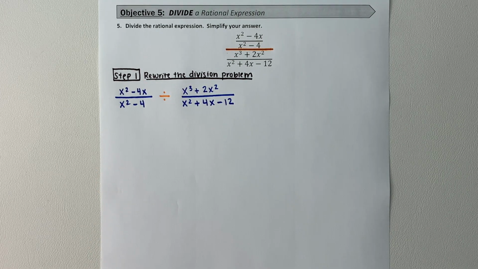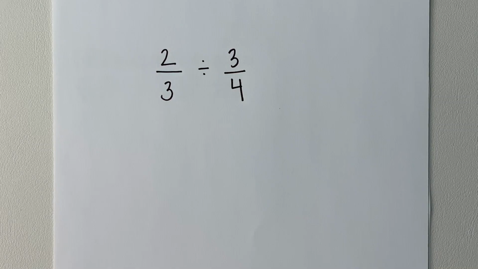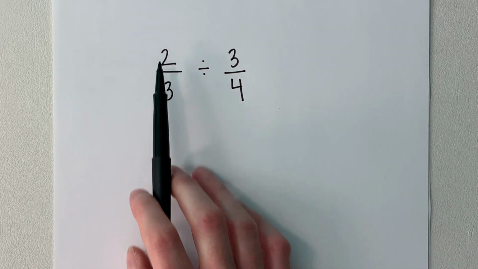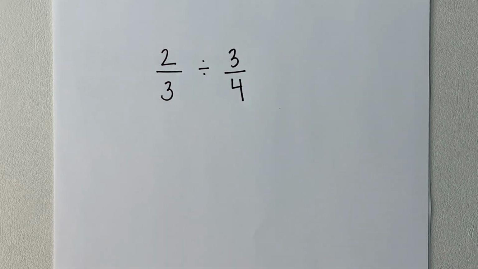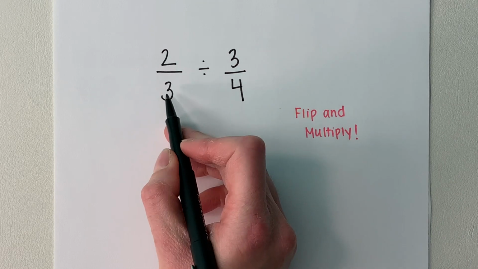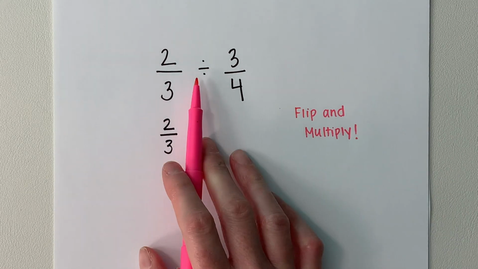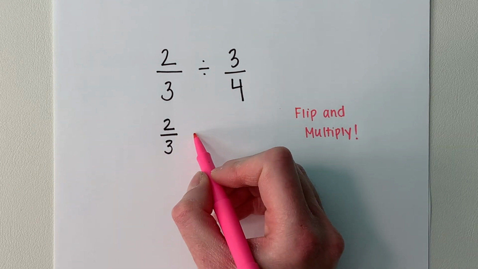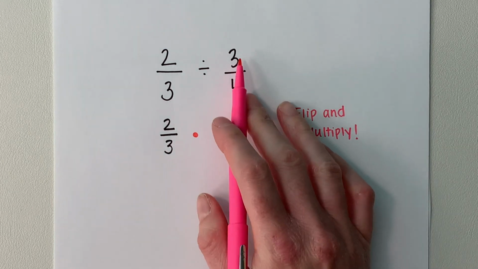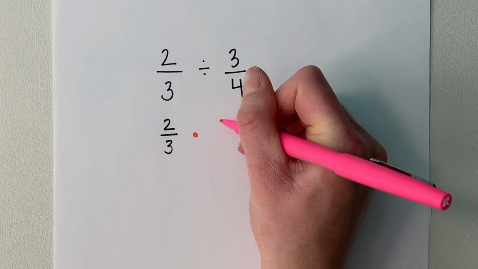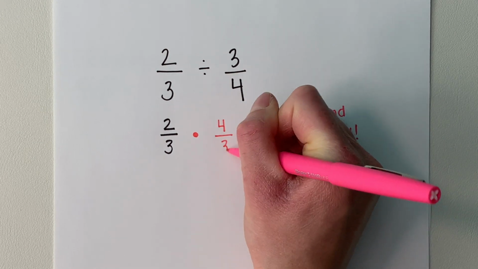Now, how do we divide fractions? Let's start by looking at a simpler example. If we're asked to divide 2/3 by 3/4, to divide fractions by hand, we can use the flip and multiply approach. The flip and multiply approach says, keep the first fraction exactly as written, so we'll keep the 2/3. But then we change the division symbol to a multiplication symbol, and we flip the second fraction. So we're going to flip the second fraction to 4/3.